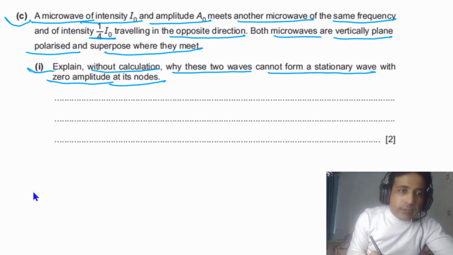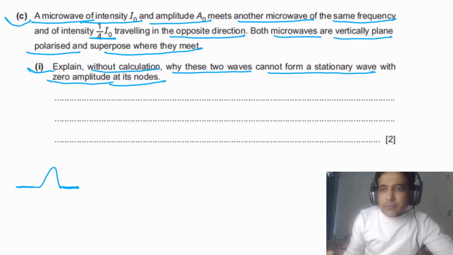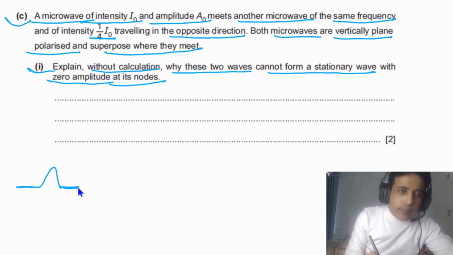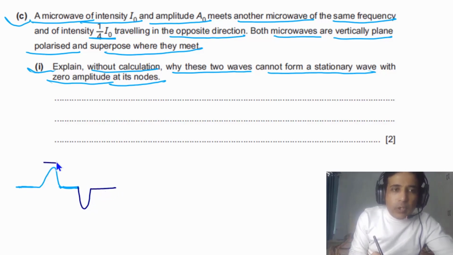That is only possible if, imagine that we have two waves. Let's say we have wave 1 and let's say we have another wave. We can use a different color. Let's say we have another wave. And these two waves are traveling in opposite directions and they have the same amplitude. Let's say the amplitude of this wave is A naught and the amplitude of this wave is also A naught.